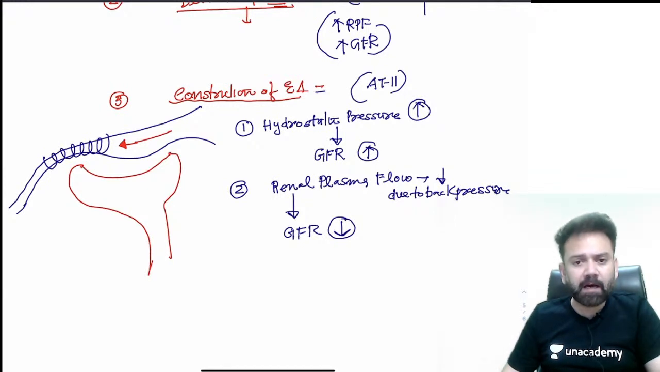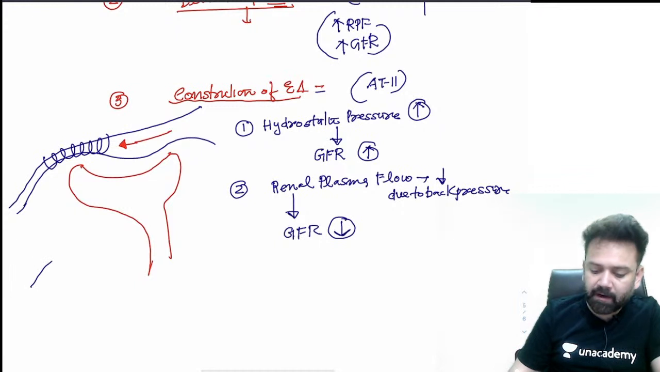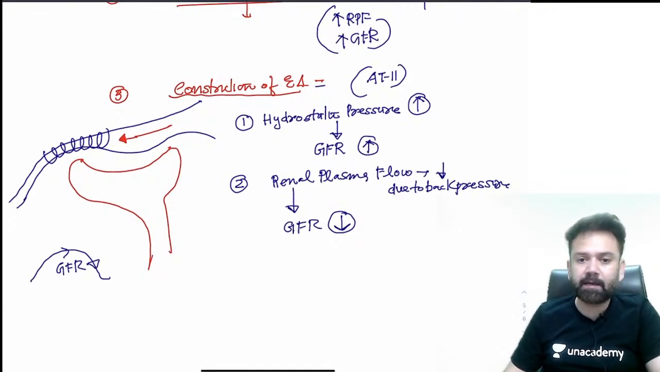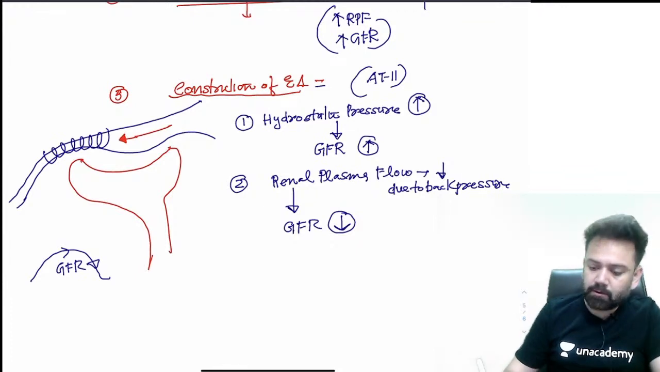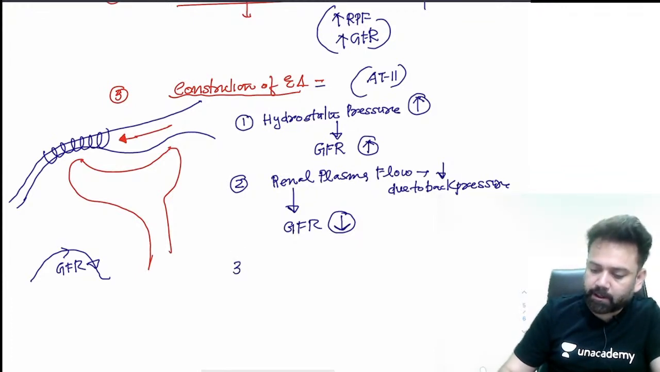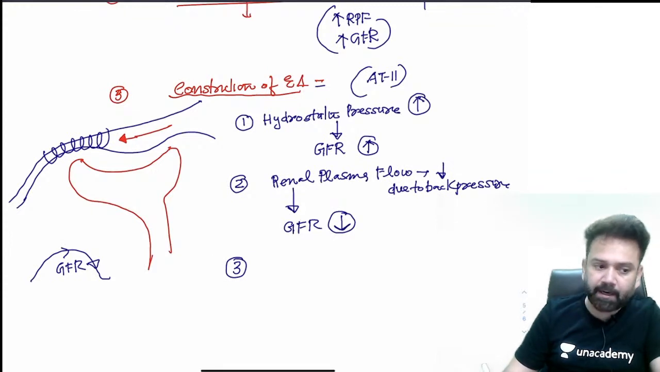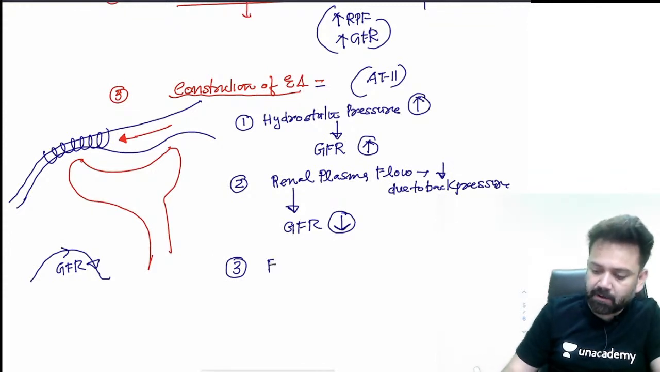If they ask you what will happen in mild constriction of the efferent arteriole, what is your answer? GFR will increase, and in moderate to severe constriction, GFR will decrease. So GFR will first increase and then decrease. This point should be noted here. Third is, what will happen to the filtration fraction?